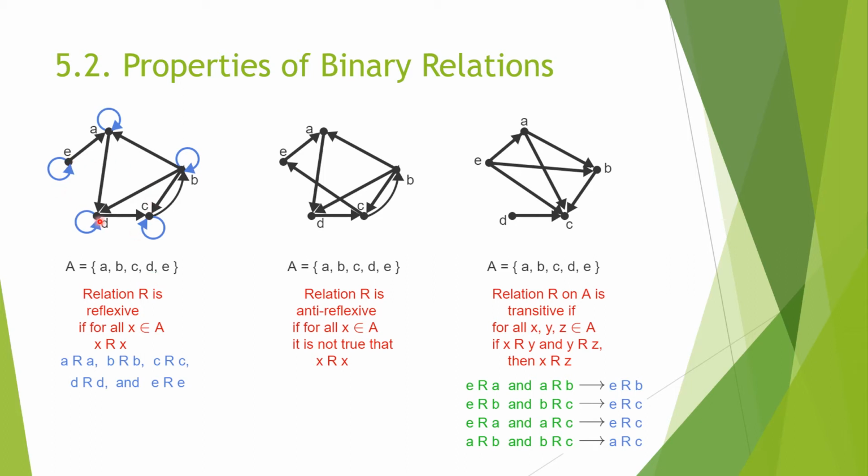In the first example, the relation is reflexive because all of the elements in the domain have self-loops. The self-loops are marked by blue color.